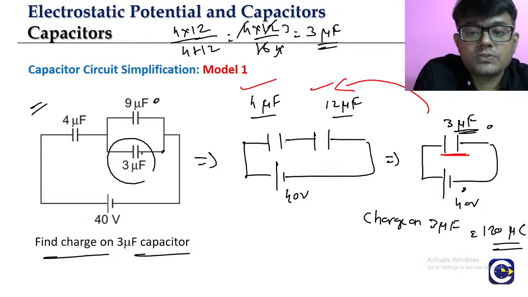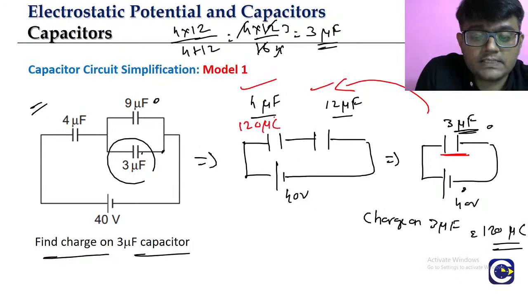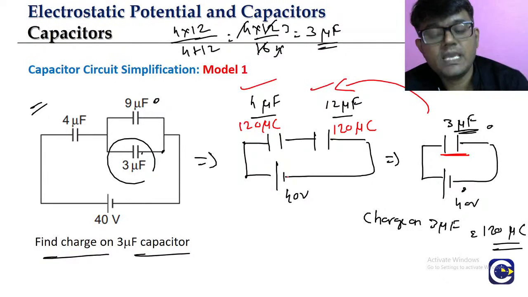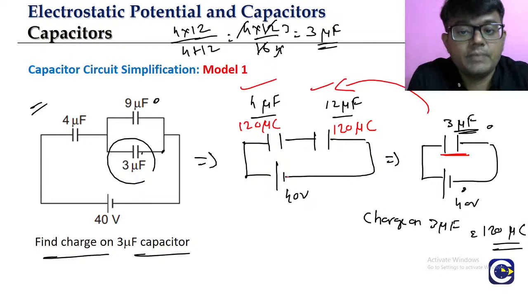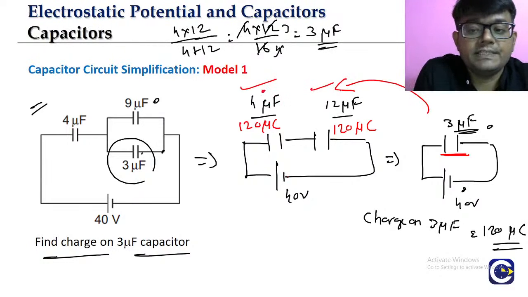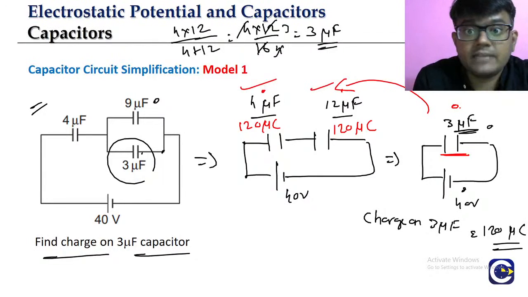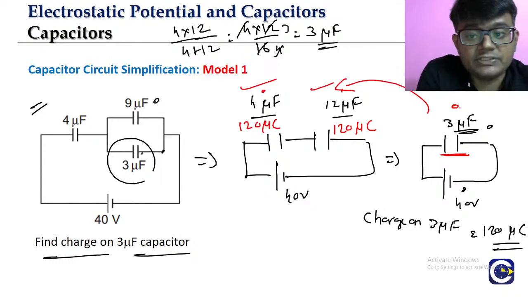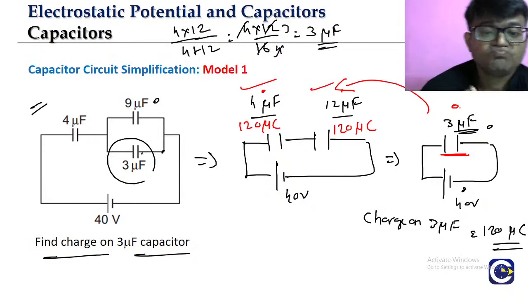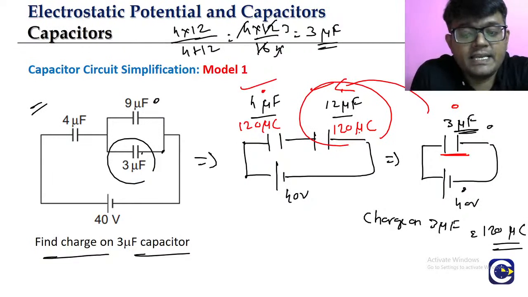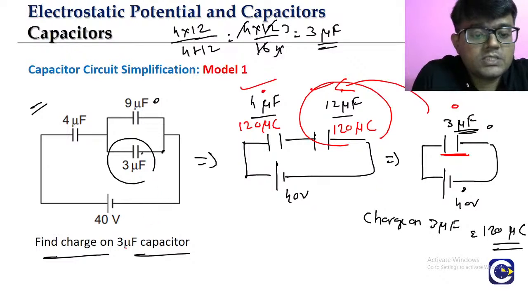So 120 microcoulombs will be the charge on this 4 microfarad, which will also be the charge on the 12 microfarad. Why? Because it is a series combination, 4 and 12 in series. Whatever charge the equivalent capacitance has, the 4 will also have the same charge, and the 12 will also have the same charge. Now observe here, this is our interesting area, because they are asking for the charge on the 3 microfarad.